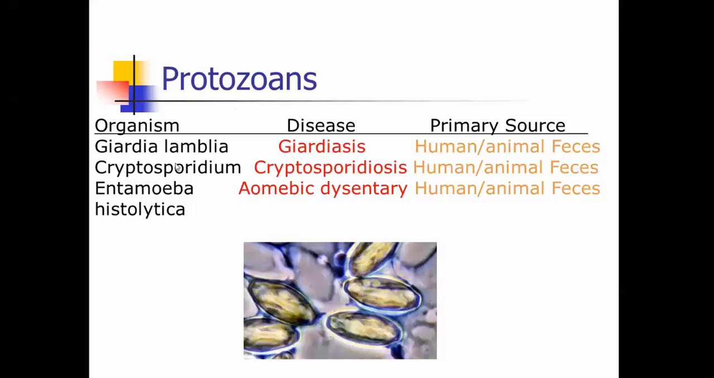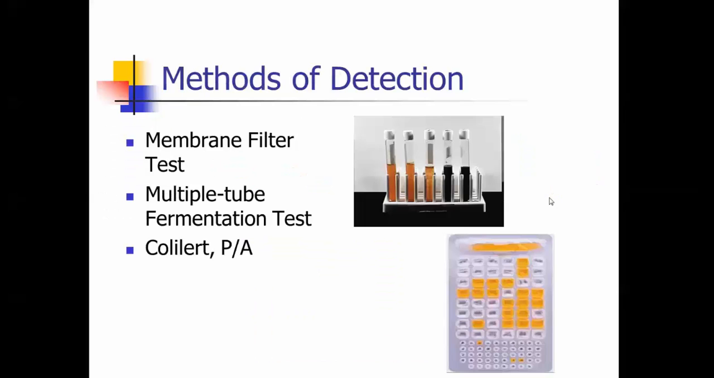Protozoans like Giardia, Cryptosporidium, they're caused from human or animal feces. Cryptosporidium, they had in Milwaukee in the 90s, killed about 140 or so people when it got in the water. It wasn't filtered out. And so these are things that we deal with in the water industry. There are methods of detection: the membrane filter test, multiple tube fermentation test, and Colilert.